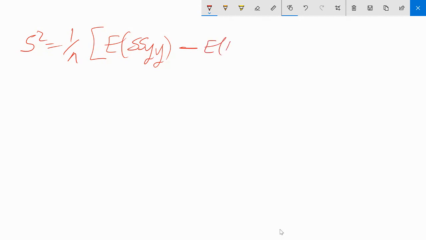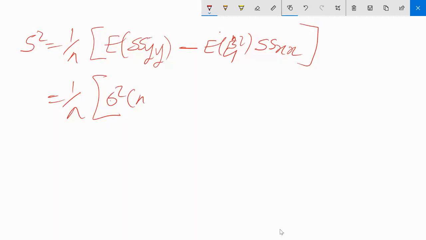Where we started, which is s squared, 1 over n, the expected value of SSYY minus the expected value of beta 1 hat squared SSXX. So now I have these two terms. I'm coming in here to substitute. This is 1 over n. This we just proved is equal to sigma squared n minus 1 plus beta 1 squared SSXX.